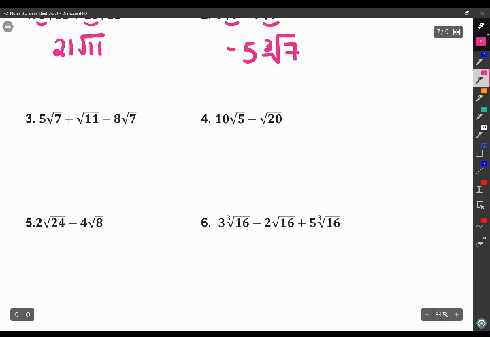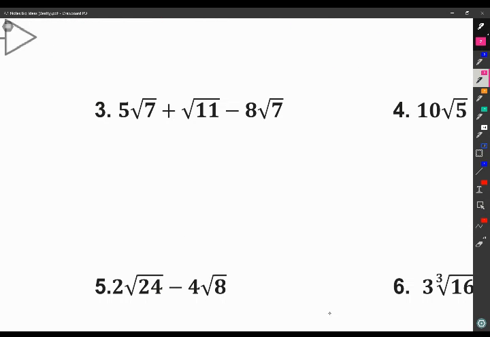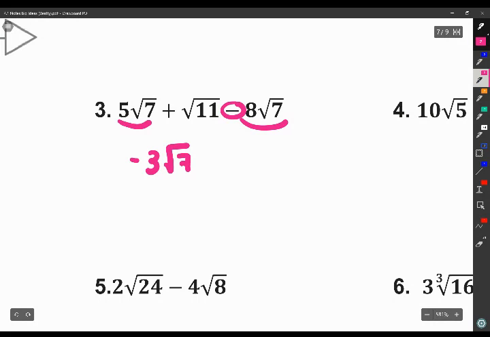So when I look at problem number 3, same idea. They're all just roots: a root 7, root 11, root 7. But the ones that look the same are these two because they have the root 7. So we look at the operation sign here. It's 5 minus 8, which is negative 3 root 7. And then the root 11 just gets tagged on at the end because it's a different number underneath the radical sign.